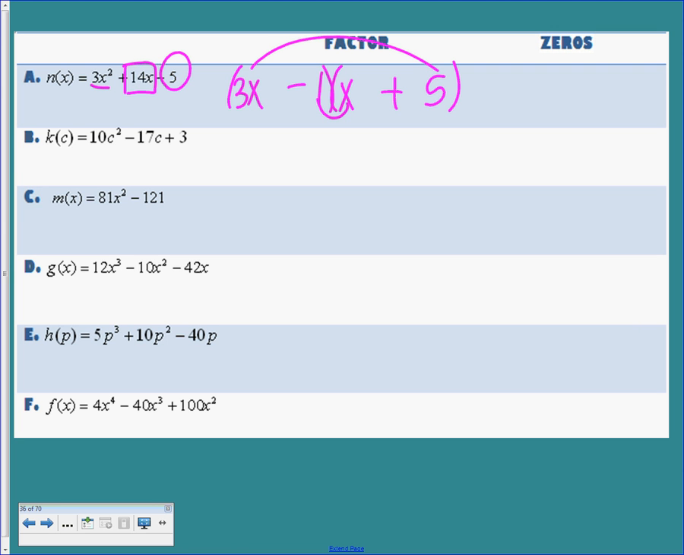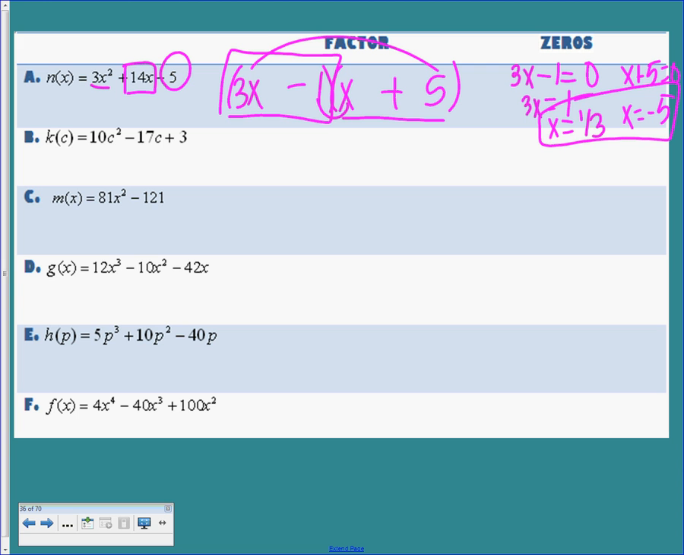Now here's the new stuff. So that was old. The zeros mean find the 0. So if my factor is 3x minus 1, I want to know when that would equal 0. So I'd get 3x equal to 1, so x would equal 1/3. If you plug in 1/3 for x into this first factor, you should get 0, which means the value of x would be 1/3. And then our second factor is x plus 5 equal to 0, so x would equal -5. So your two zeros in this first equation are 1/3 and -5.